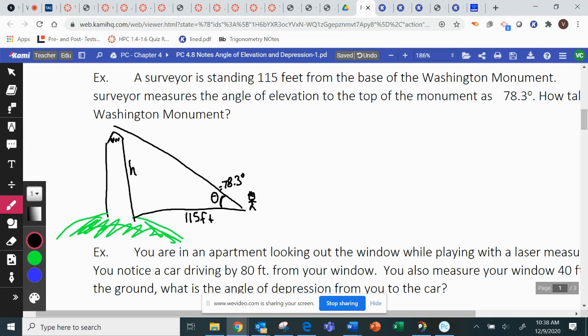Okay. It is not 100 feet, but good guess. We're going to set up trigonometry. We're going to set up SOHCAHTOA and solve it that way.